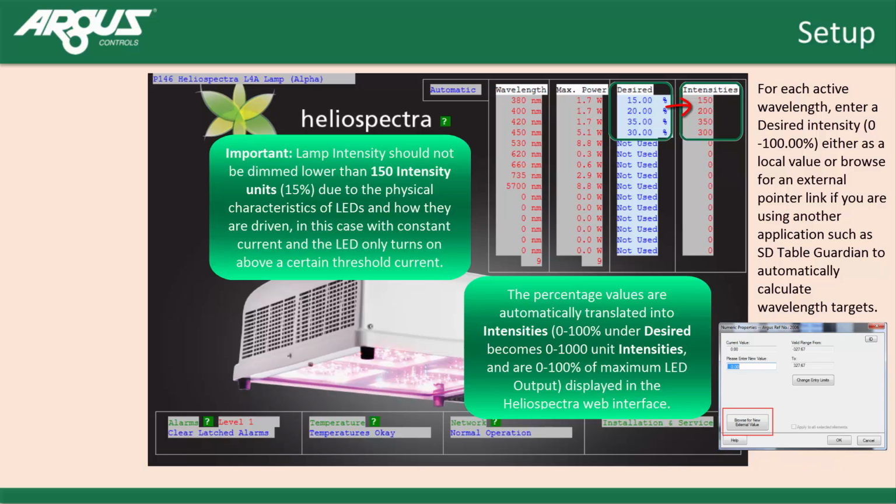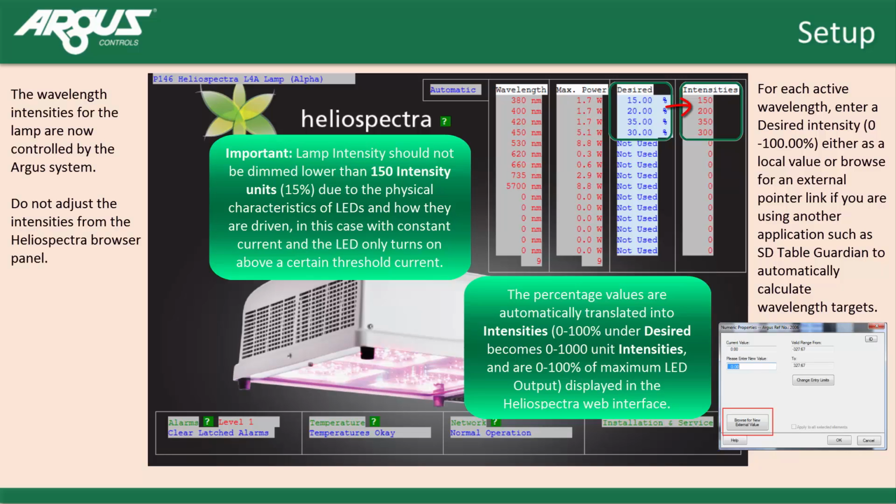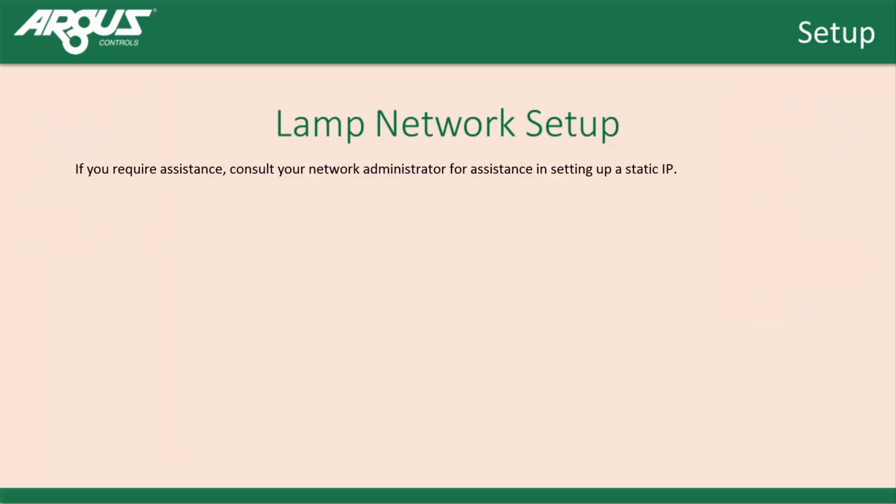LAMP intensity should not be dimmed lower than 150 intensity units, or 15%, due to the physical characteristics of LEDs and how they're driven, in this case with constant current, and the LED only turns on above a certain threshold amount. The wavelength intensities for a LAMP are now controlled by the Argus system. Do not adjust the intensities from the Heliospectra browser panel. If you require any assistance, consult your network administrator for assistance in setting up a static IP address.